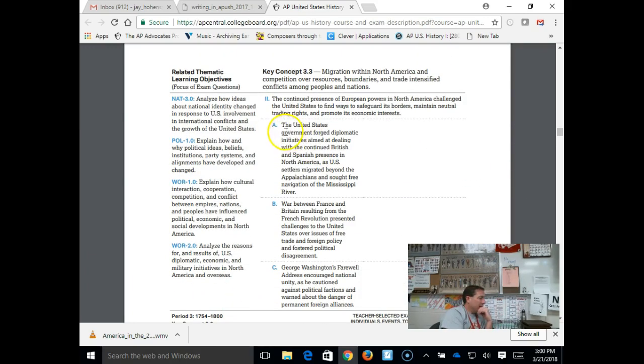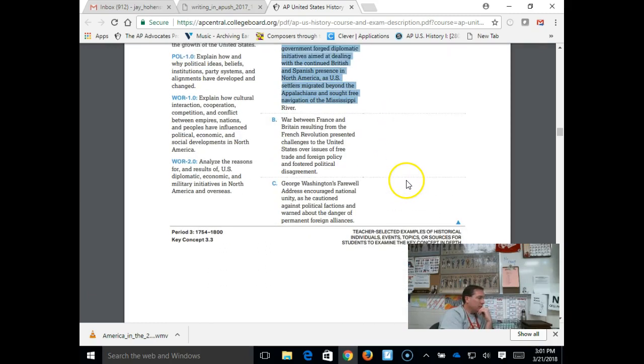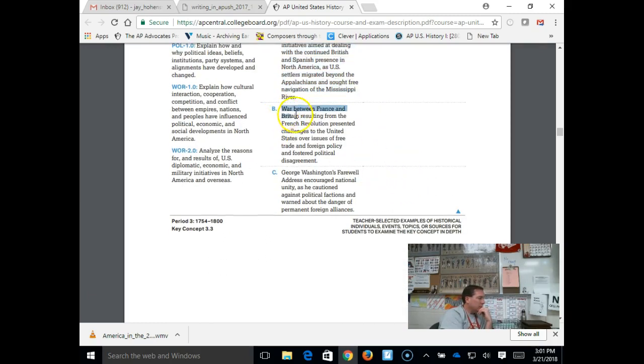Finally, we're going to forge relationships with the British and with the Spanish who are here inside the United States. That is Jay's Treaty, Pinckney's Treaty. War between France and Britain, that is your XYZ affair and the quasi-war.